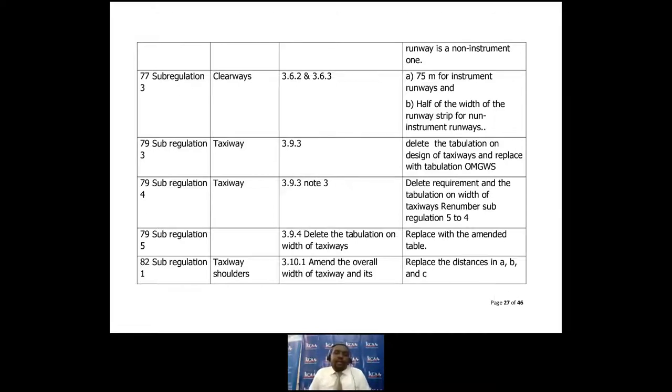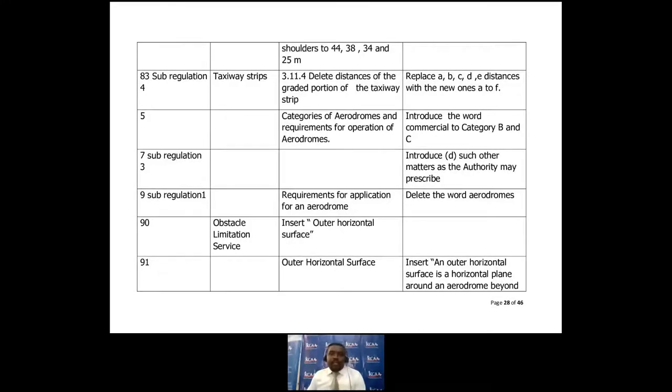And then the requirements in ICAO Annex 14, section 3.9.4, we deleted the tabulation on the width of taxiways and replaced it with the amended table. And then there was an amendment of the overall wheel span of taxiway, and it showed us 44, 38, 34, and 25.